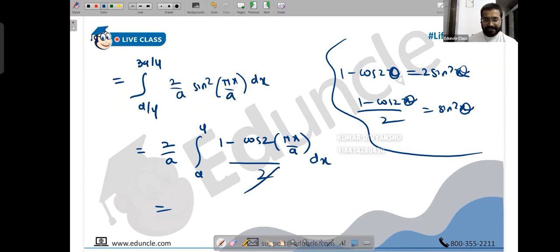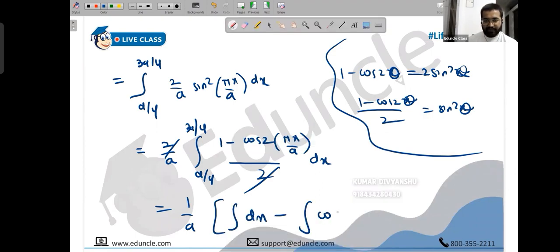So you can cancel this with this too. We have got 1 by a. This goes from a by 4 to 3a by 4. We are just left with the integration of dx minus the integration of cos of 2 pi x by a. I hope you are with me so far. A by 4 to 3a by 4.